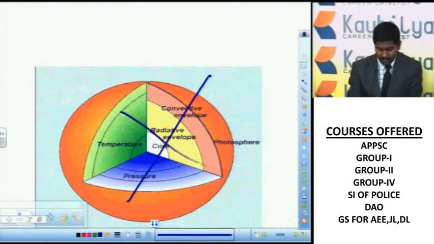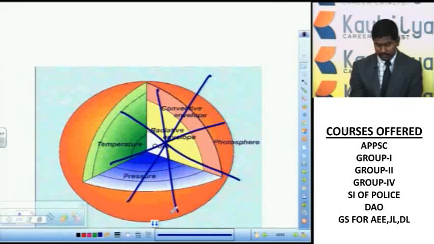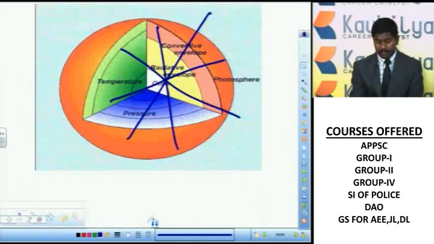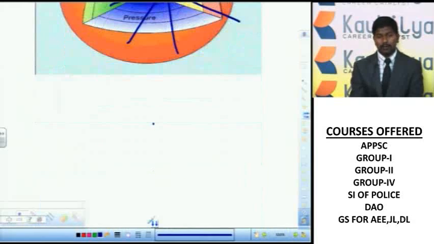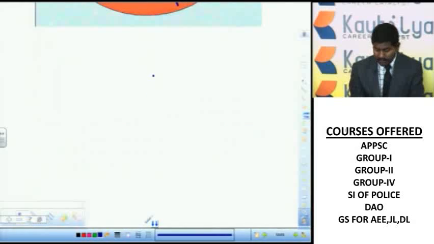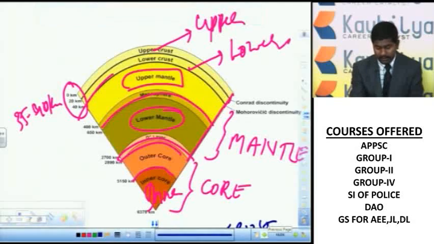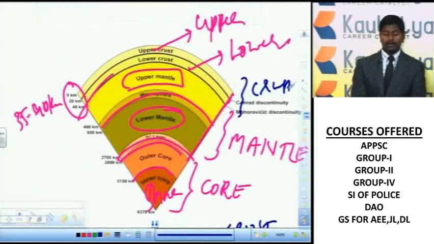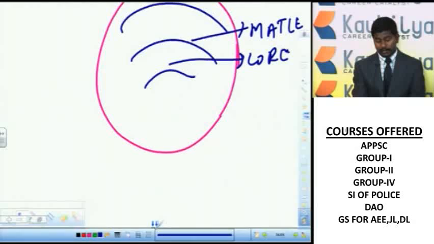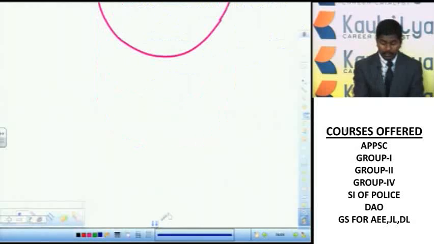It is the structure of the earth. Now come to this part, the internal structure of the earth. This is the crustal portion: crust, mantle and core. Now let me discuss all these internal areas one by one clearly.